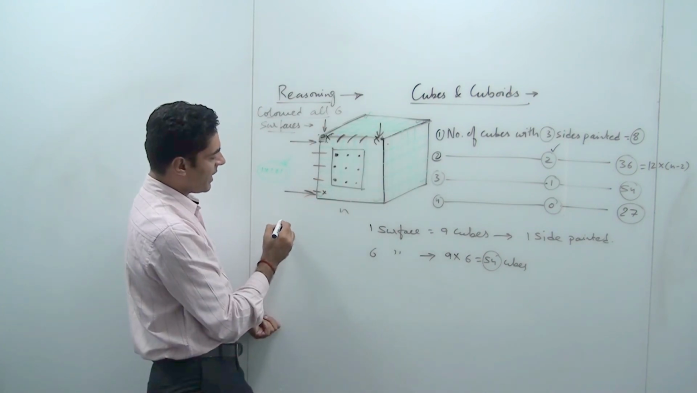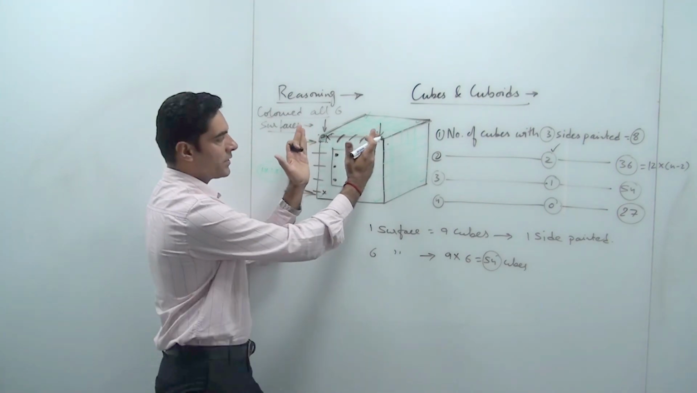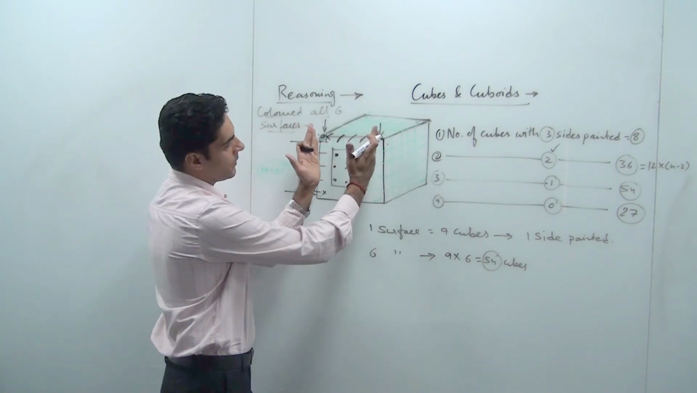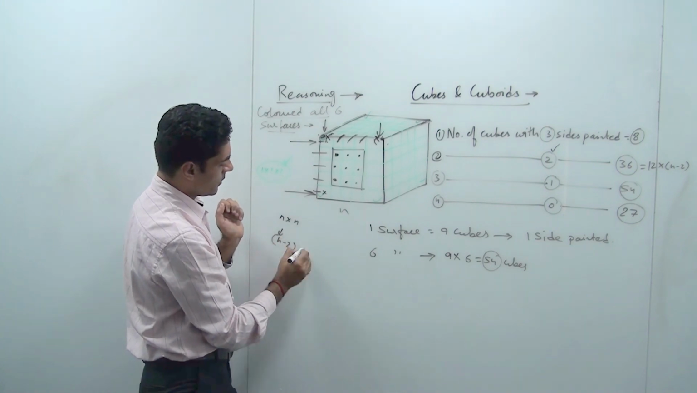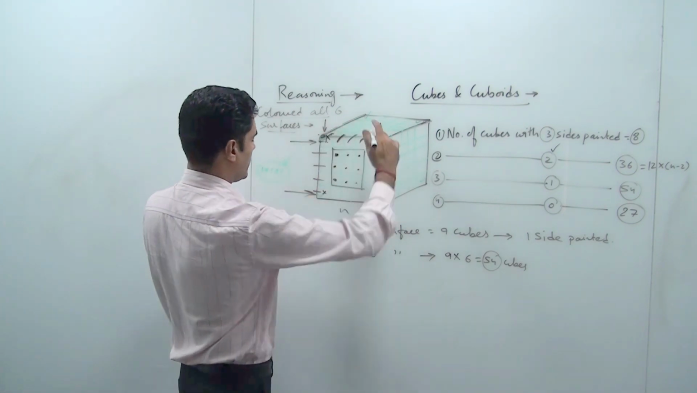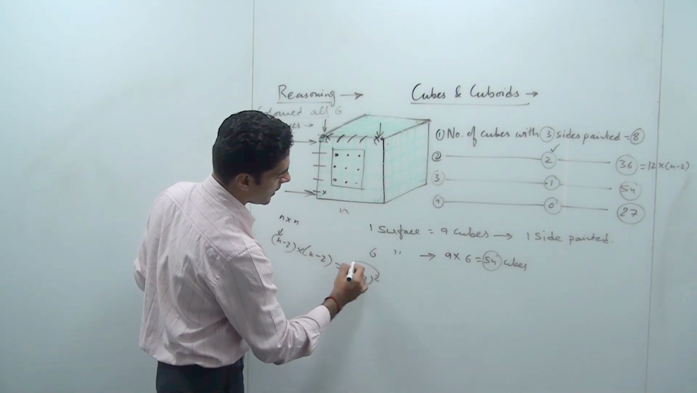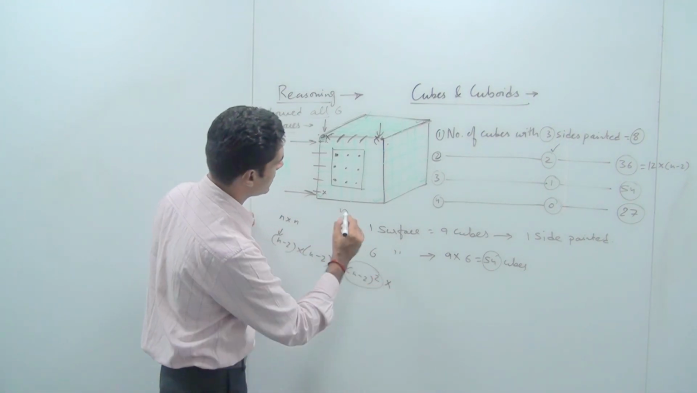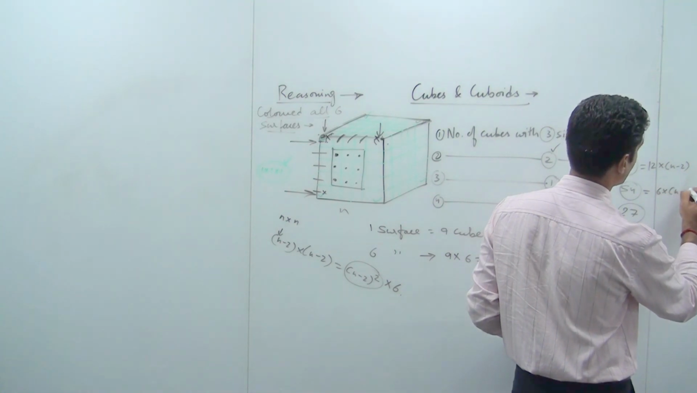That means initially, when I wanted to take the number of cubes from here, I was taking n into n. Now I will be taking one less from both the sides, which is nothing but n minus 2 this side and n minus 2 this side. So which is coming out to be n minus 2 whole square. And this is going to be there for one surface, and the number of surfaces is nothing but 6. So this will come out to be equal to 6 into n minus 2 whole square.